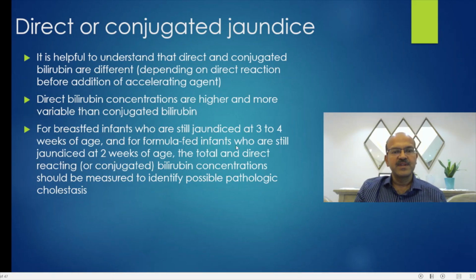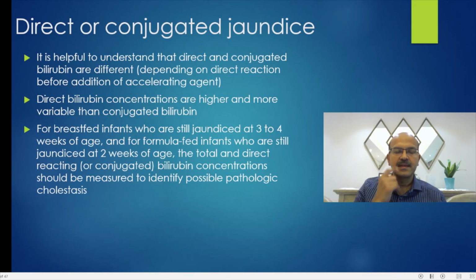For the breastfed infants who are still jaundiced at 3 to 4 weeks of age, and for formula-fed infants who are still jaundiced at 2 weeks of age, the total and direct reacting or conjugated bilirubin should be measured to identify possible pathologic cholestasis. So there is a small change that for breastfed babies we can be more relaxed and wait till 3 to 4 weeks, provided the baby is thriving, the jaundice isn't worsening.